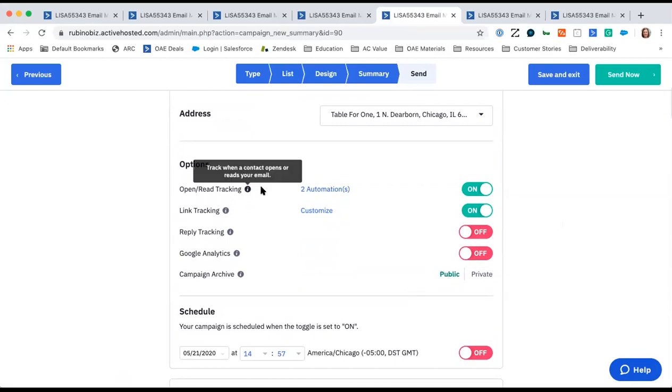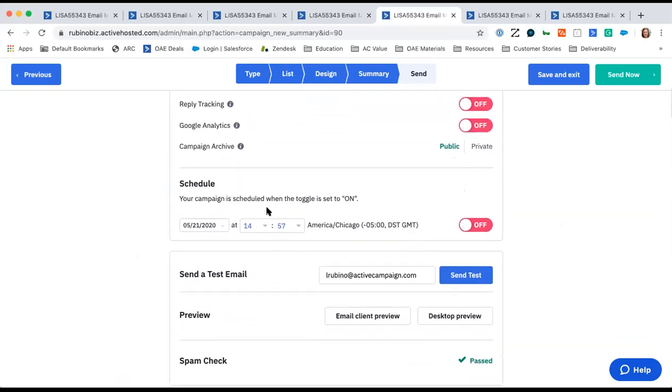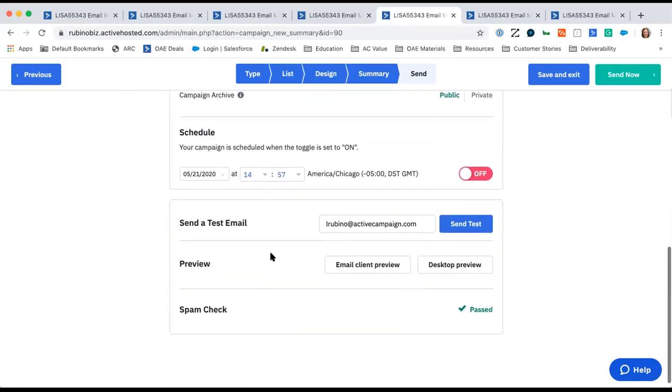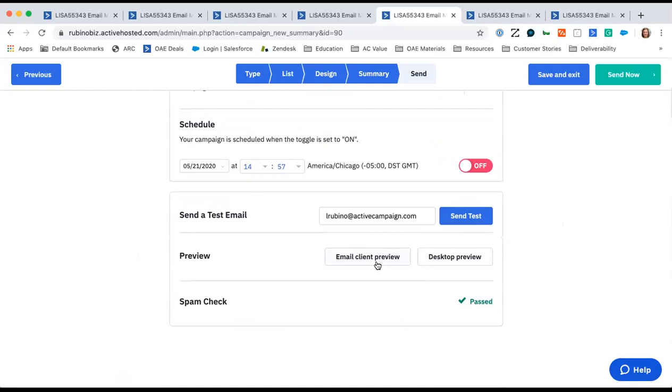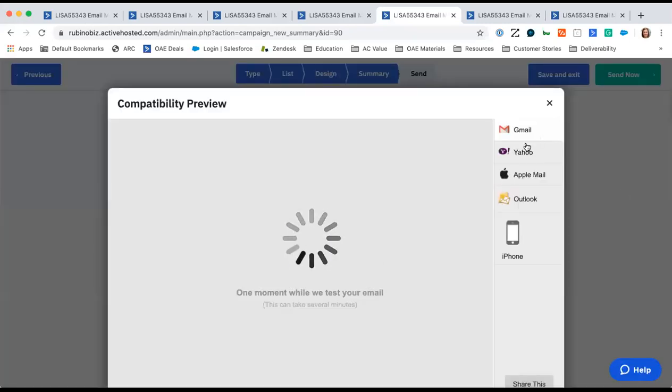We can turn on all these different tracking options to measure the effectiveness of your emails. And then you can also schedule them for certain times. And you can also preview, which is really nice. You can preview the email for different email providers. So what does it look like if I'm on Gmail and I open it, or even on your phone? These are some of the things that we can test.